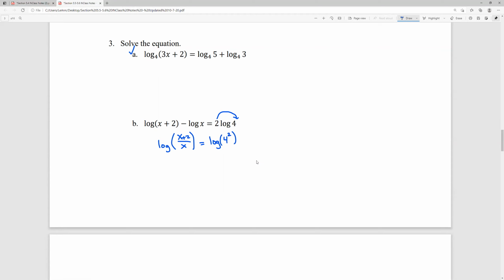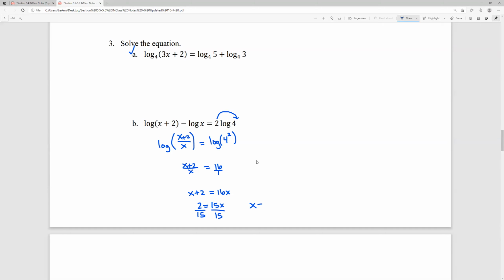Again, we have two logs that are the same base on each side. So that's the case 1 we talked about in section 5.4. So we set the arguments equal to each other. And we can go ahead and say that 4 squared is 16. If you want to throw it over 1, you can. This is a proportion, so we can cross multiply. So x plus 2 equals 16x. Subtract over that 1x, that would be a 15x over here. And we want to solve for x, so we have to divide by 15.